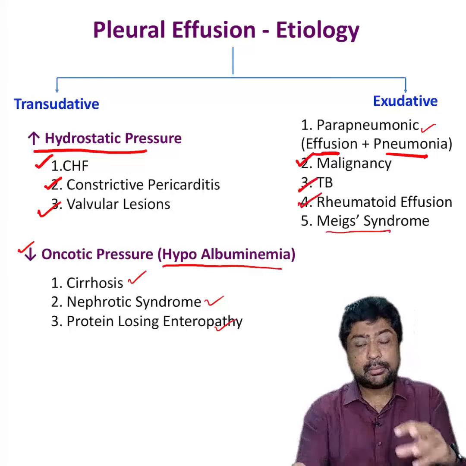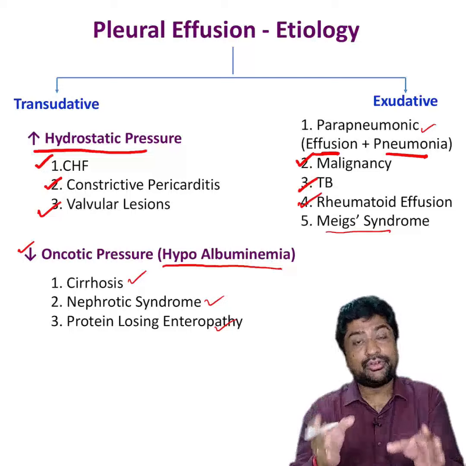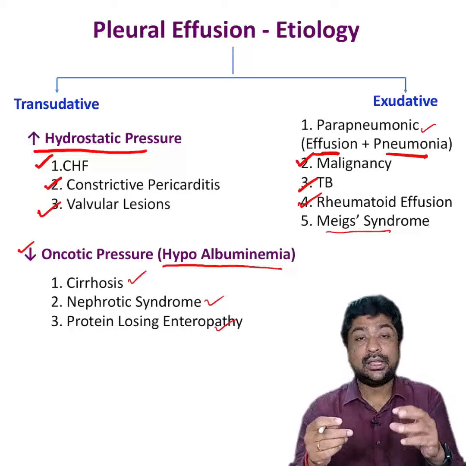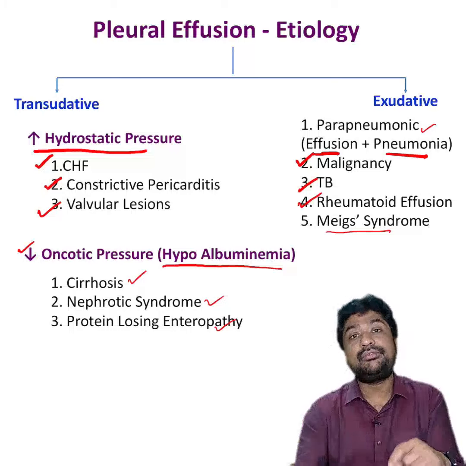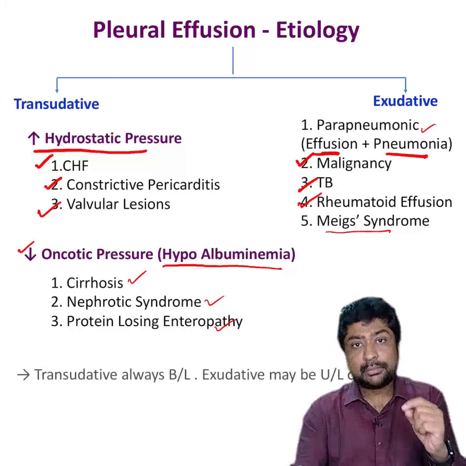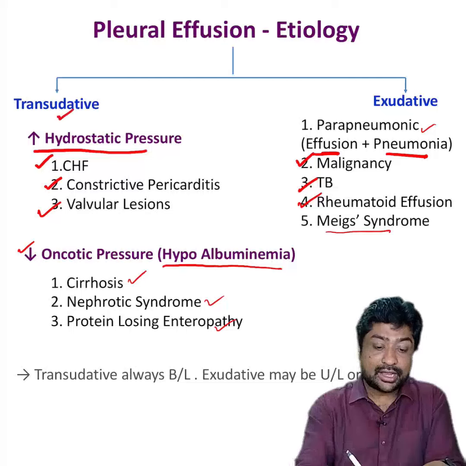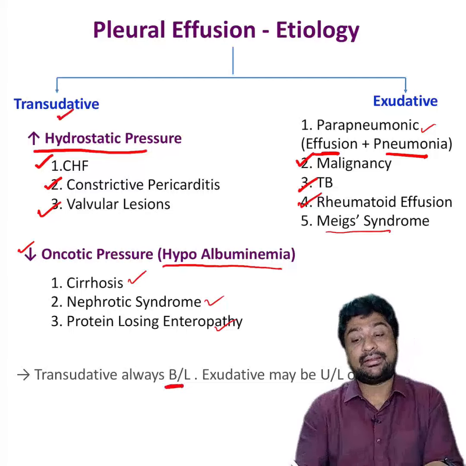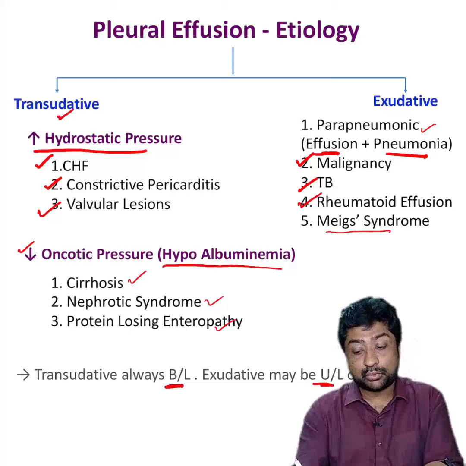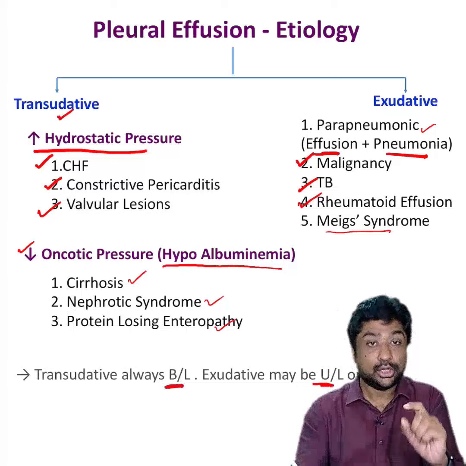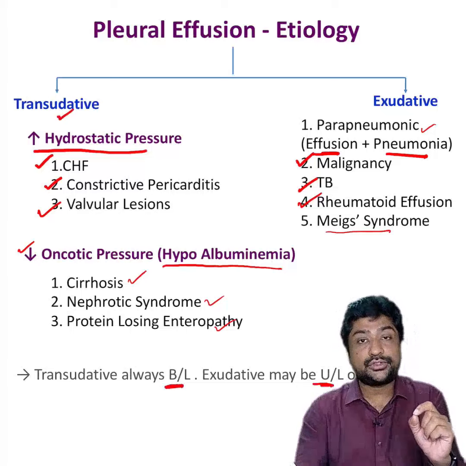Now here are some very important points. You should know how to differentiate clinically, or in a question, between transudative and exudative pleural effusion. One of the most important distinguishing features is that transudative will always be bilateral, whereas exudative is mostly unilateral but sometimes bilateral. So this is the first difference which you have to keep in mind.